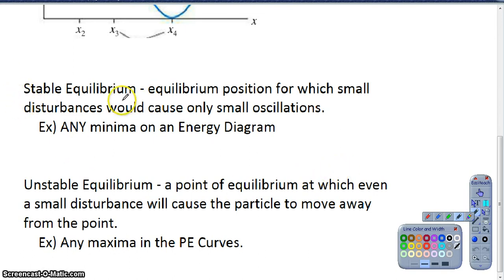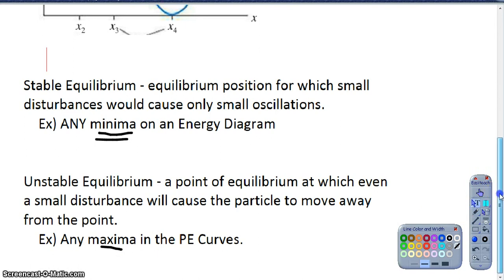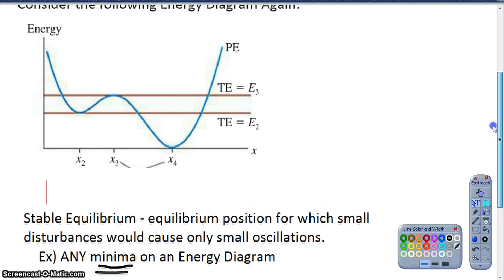Stable equilibrium is an equilibrium position for which small disturbances would only cause small oscillations, and that's represented by any minimum on a graph. Unstable equilibrium is a point of equilibrium at which even a small disturbance will cause the particle to move away from the point. That would be any maximum. So again, pause that if you need to write any of that down, if you want to make any notes, but I'm going to go back up to the graph to reference those.